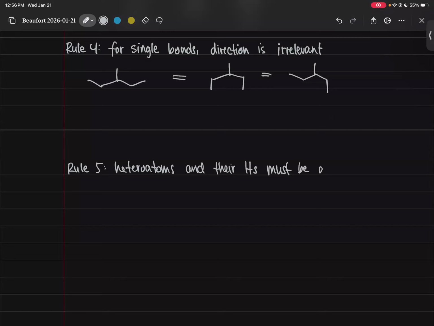Okay, we talked about this already, but heteroatoms and their hydrogens must be drawn. We have an oxygen like this. It's only got one bond on it, and it's neutral. It has to have that hydrogen explicitly drawn. Those hydrogens are not implied by the skeletal structure like the ones on the carbon atoms are.